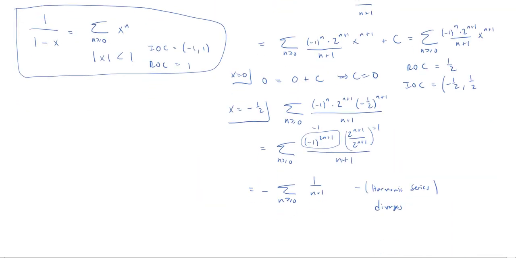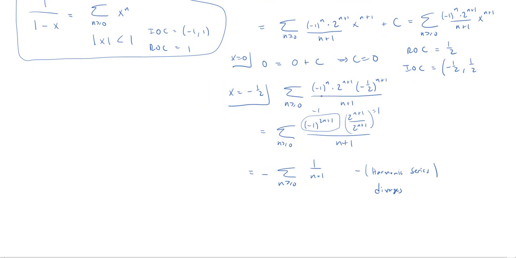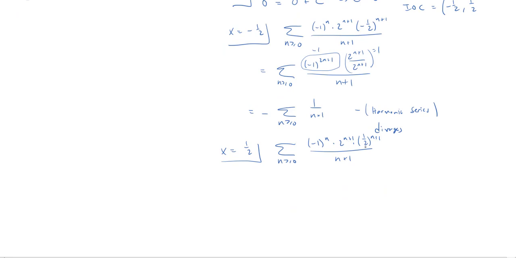All right, now what happens at 1/2? Well, it should be very similar, except it looks like we're going to get an alternator. And that might make all the difference. So I have the sum starting at 0, negative 1 to the n times 2 to the n plus 1, but now it's just times 1/2 to the n plus 1 over n plus 1. And again, the 2 to the n plus 1 and the 1/2 to the n plus 1 will cancel. And so I'm just left with negative 1 to the n over n plus 1. And this is the alternating harmonic series. And we know that the alternating harmonic series converges.